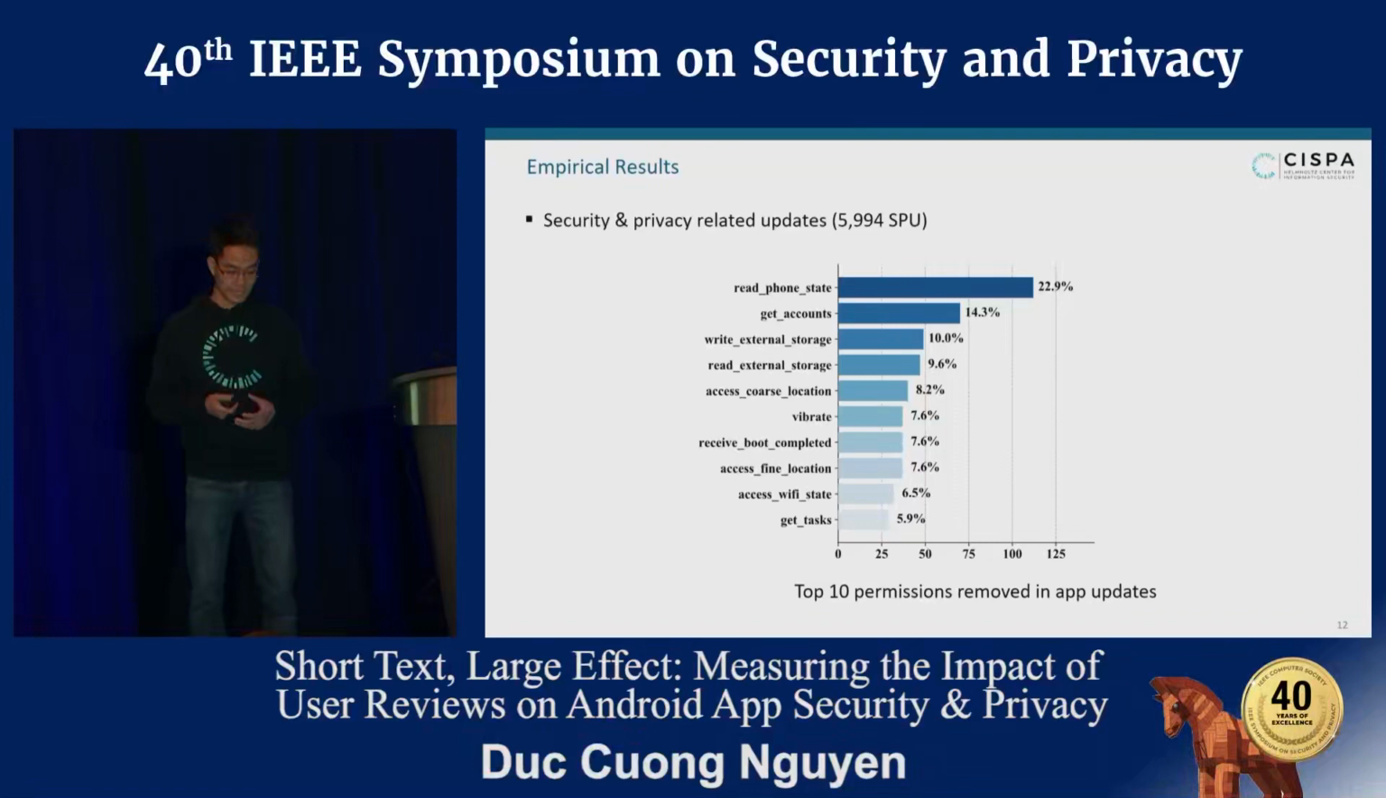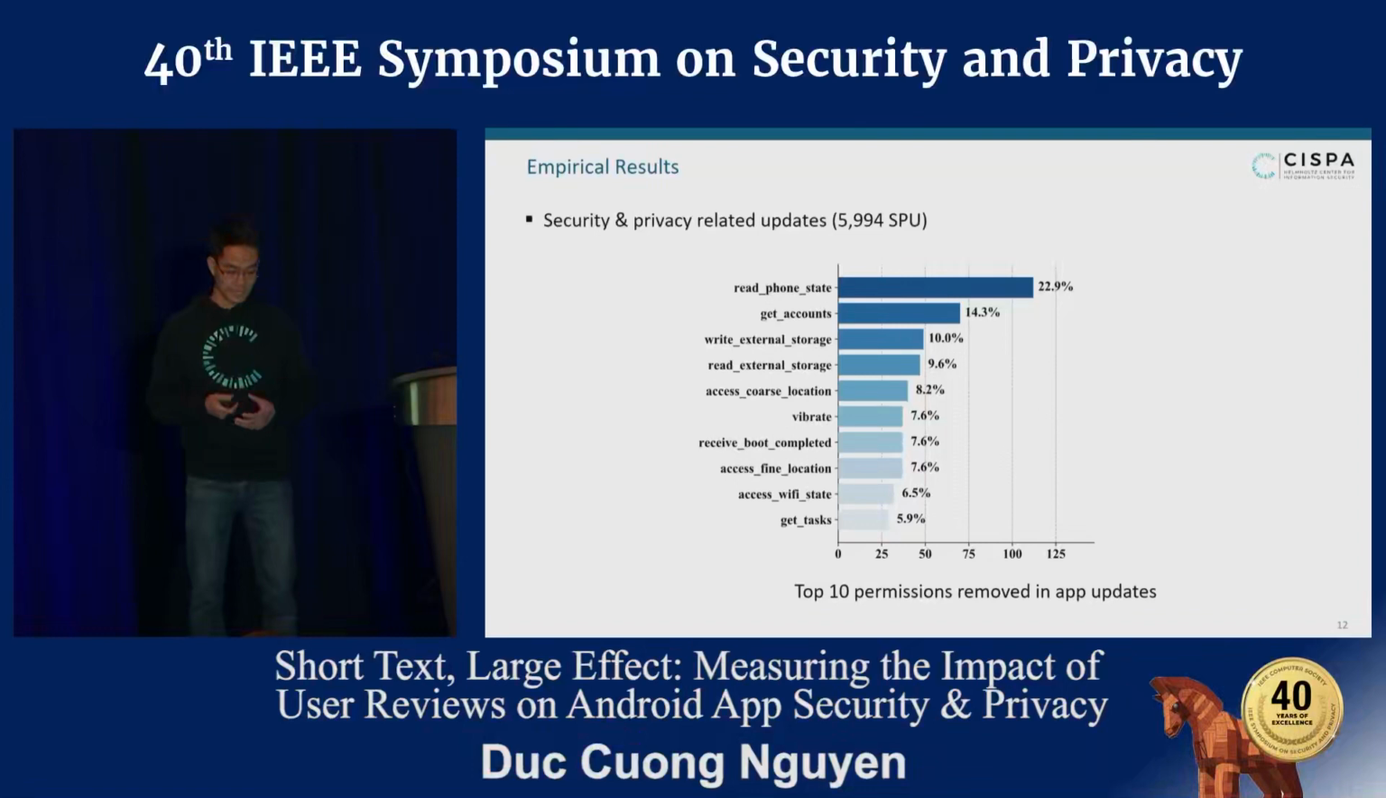So to conclude, in this work, we have found that users do express their concern about the privacy and security in their reviews. And runtime permission mechanism does raise more suspicion from the end users. And last but very important, SPR or security and privacy related reviews do have impact on app security and privacy updates. Impact, or here I mean positive impact.